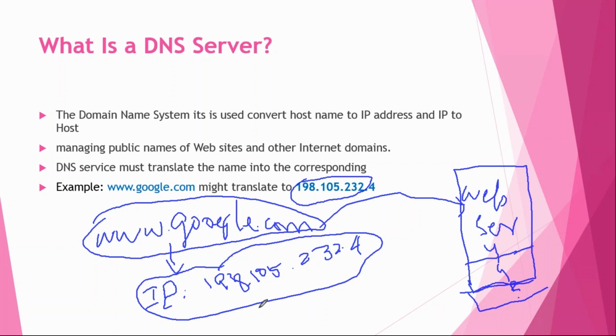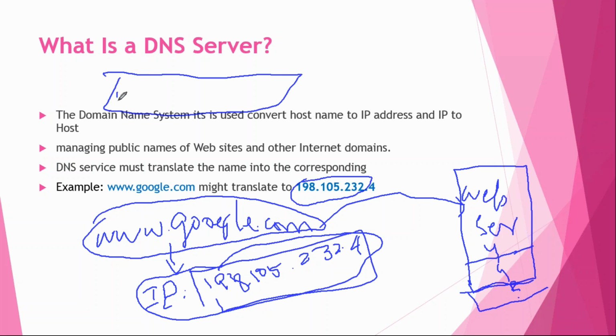So if you know the IP address of Google, just type this IP address in the address bar at the top. You can just type HTTP, then use the IP address. You'll get access to Yahoo or Google. Simple. Because it's converting host to IP and IP to host. That's how it's going to work.